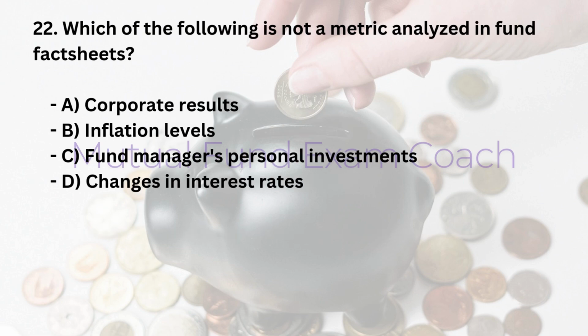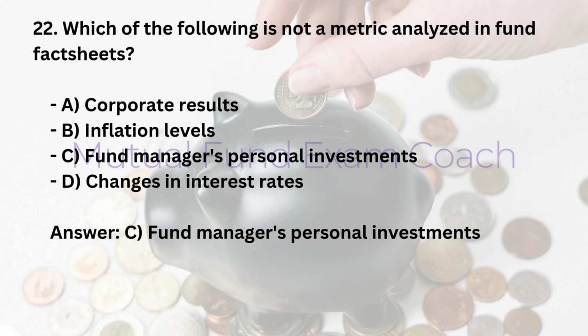22. Which of the following is not a metric analyzed in fund fact sheets? A. Corporate results. B. Inflation levels. C. Fund managers' personal investments. D. Changes in interest rates. Answer: C. Fund managers' personal investments.